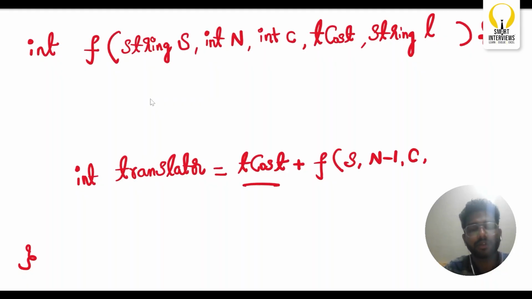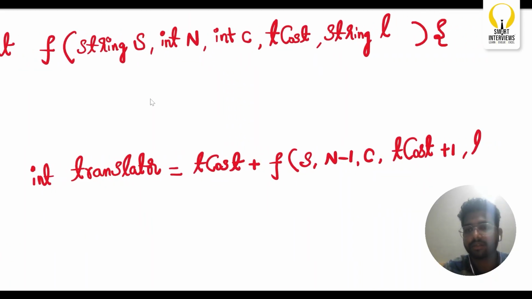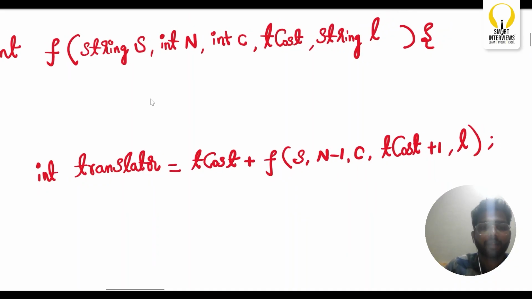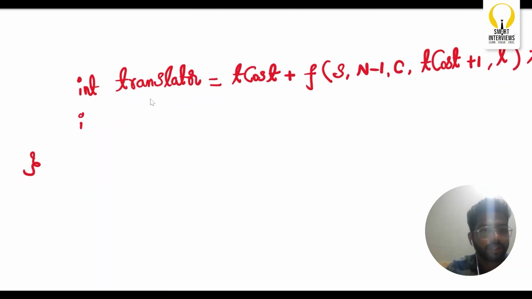But if I'm using the translator now, T cost will be incremented by 1, because if I use it in the future, the cost will be plus 1, right? And L is as it is, right? This is one step. And after that, I can learn a language, right? Before learning a language, what should I check first? First, I should check whether I already know that language or not, right? So let's see whether I know that language or not, okay? Let's say a boolean flag.